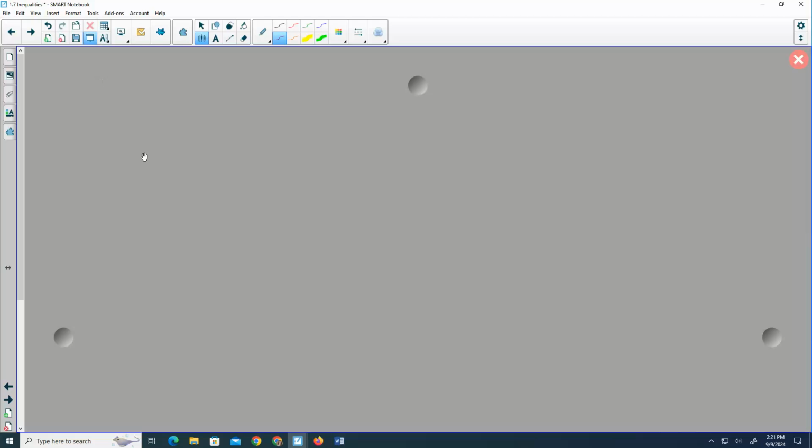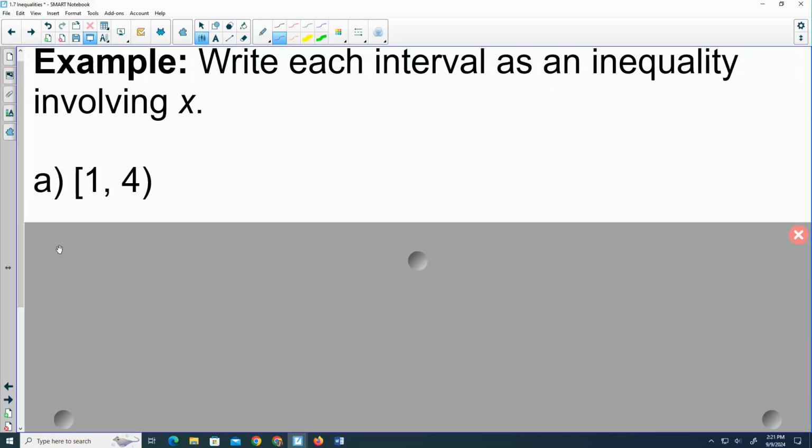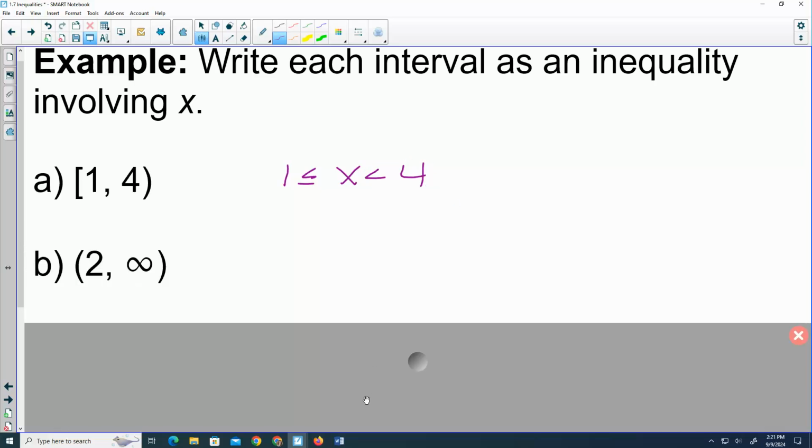If I give you the interval, can you tell me what that is as an inequality? So if I say bracket 1, comma 4 with a parenthesis, what would that mean? Come on, you guys are writing it down. Tell me. Good. The 1 had a bracket, so it gets an equal to. 4 did not.